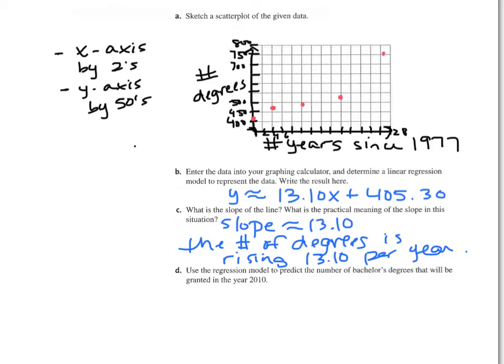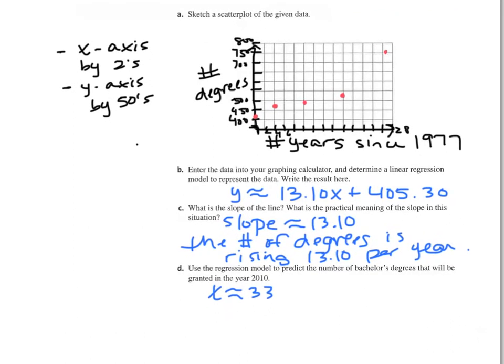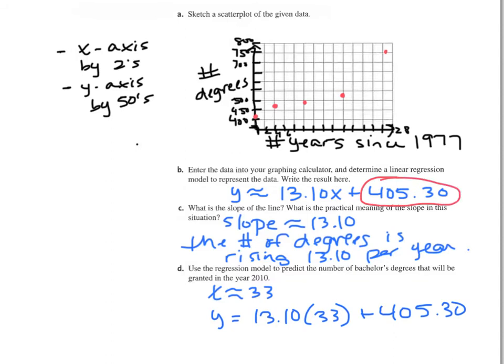So for 2010, we're talking about 33 years past that original 1977. So if I use my equation, y equals, plug in 33 for x. Let me just add one more thing. They didn't ask about the y-intercept, but this y-intercept right here, that would be how many degrees were awarded in that original year. I mean, you can kind of look at it, this one versus the actual on the table came out to be 423. We got 405. So you can kind of see if you've got a good fit.